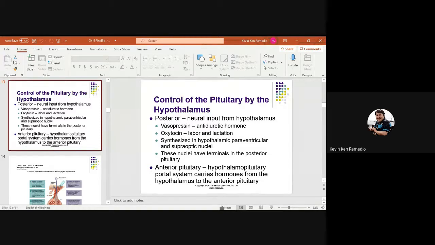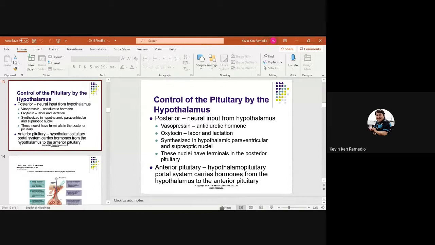So the posterior pituitary also releases oxytocin, which is very important during the labor of females kung padung na siya manganak and during lactation or the production of breast milk. Okay? So important siya. Next is the anterior pituitary.